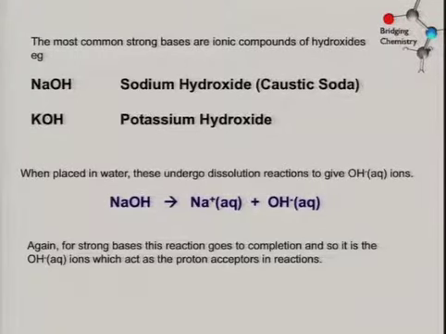Okay, so I've just said this. Again, for strong bases, this reaction goes to completion, and so does the OH minus ions, which act as the proton acceptors in reactions. So again, if you pour concentrated caustic soda on yourself and it starts doing weird things, if it's acid-base chemistry, then it's the OH minus which is acting as the base, not sodium hydroxide molecules.